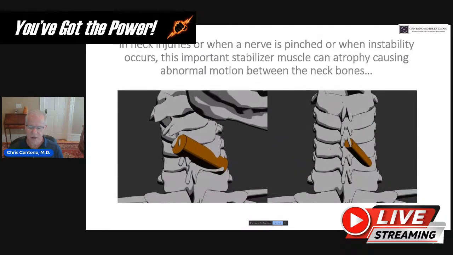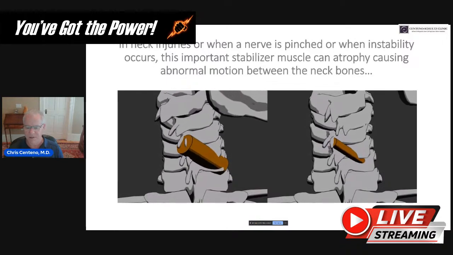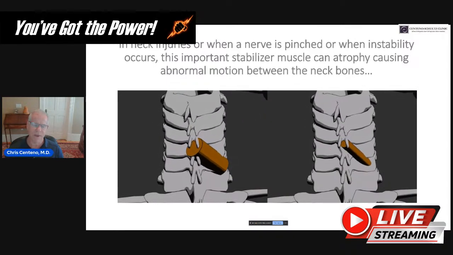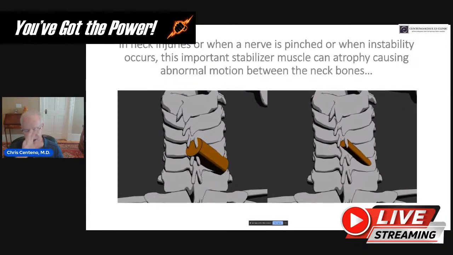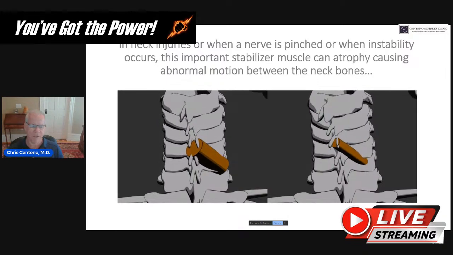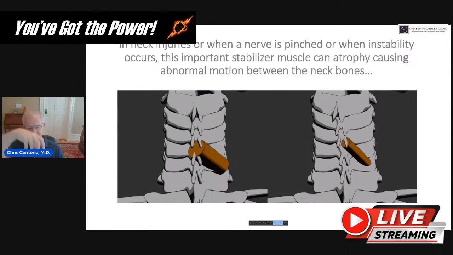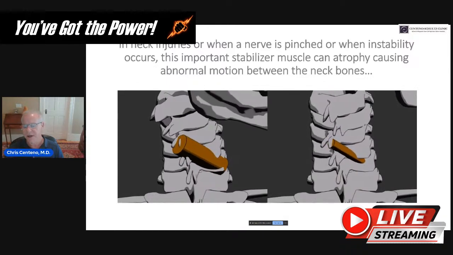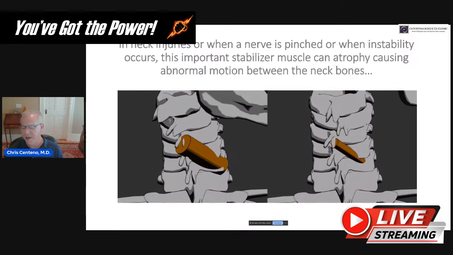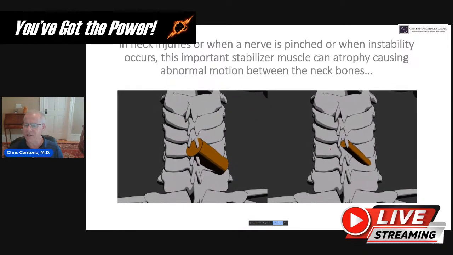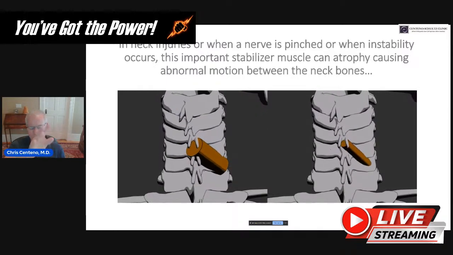Now, look at these two different pictures here, right? On the left, we've got an intact multifidus muscle. We see things kind of lined up and turning in sequence as you turn your head, meaning the vertebrae are turning in sequence, one turning the other. Now, when the muscle on the right gets too small or atrophied, notice how it's not doing its job of keeping everything in place.